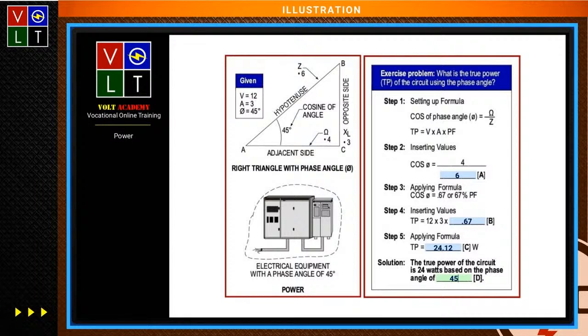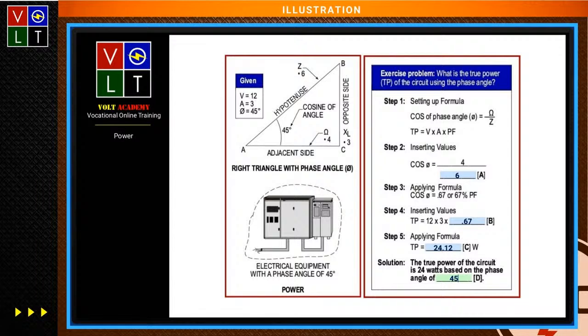So for me to determine the true power of the circuit here, I'm going to take 12, which is my voltage, and multiply it. Looking at the amps up there, you'll see XL is at 3. So I'll take 12 times 3 times 0.67, and applying the formula, the true power for this circuit is basically 24.12, but it's 24 watts. I rounded down, and that's based on this phase angle of what? 45 degrees.